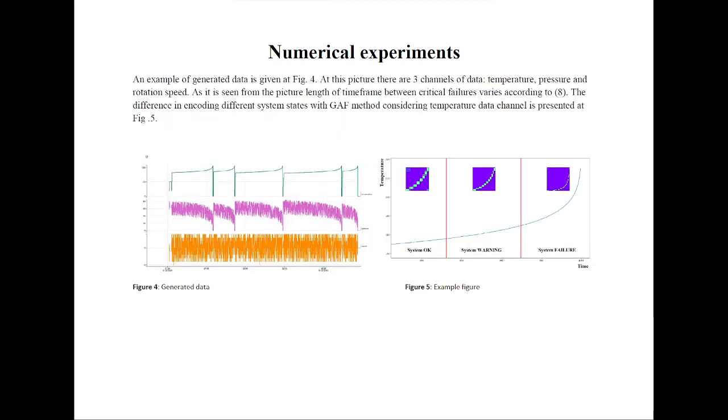In figures 4 and 5, an example of generated data is given. In the pictures, there are three channels of data: temperature, pressure, and rotation speed. As is seen from the pictures, the length of the time frame between critical failures varies according to formula 8. The difference in encoding different system states with GAF methods, considering temperature data channels, is presented in figure 5. In figure 5, it is clear to see the difference between different system states represented by GAF images.